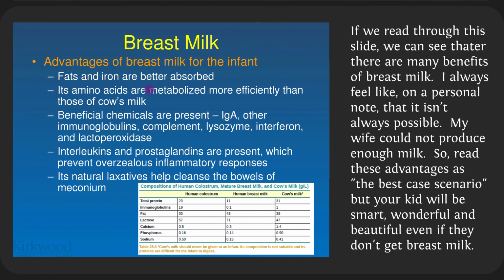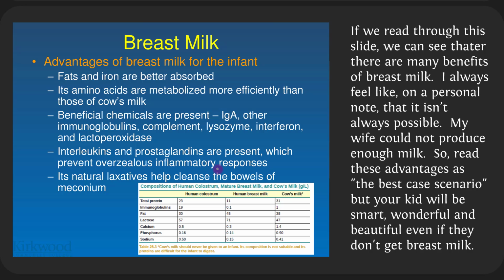If we read through the slide, we can see that there are many benefits of breast milk. So fats and irons are better absorbed. Amino acids are metabolized more efficiently than those of cow's milk. Beneficial chemicals are present, so antibodies, other immunoglobulins, complement, which is for the immune system, lysozyme, which will kill bacteria, interferon, which will kill viruses, interleukins, prostaglandins, which will stimulate white blood cells and prevent inflammation. And then there's natural laxatives to cleanse the bowels of meconium, that first bowel movement.